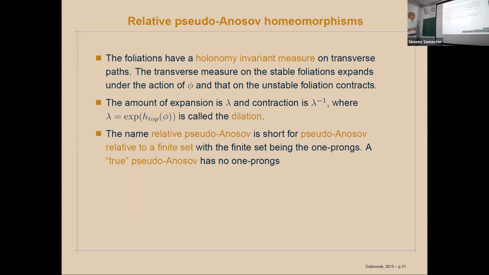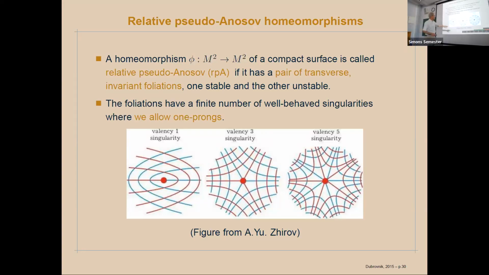And the hyperbolicity in this case is not given by the derivative, but rather by invariant measures. So there's a measure on transverse arcs. You see why I'm talking about transverse arc objects. There's a measure on transverse arcs which doesn't change as you slide along, and under the action of the map, one foliation expands, the other contracts, and of course you have these fixed points as well, or periodic points. There's a finite number of singularities.